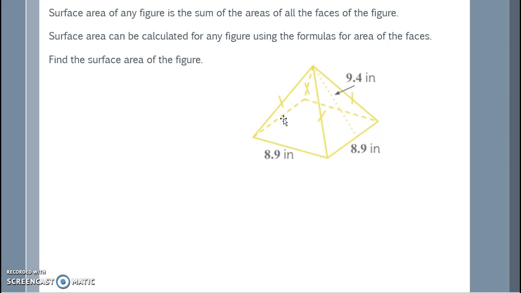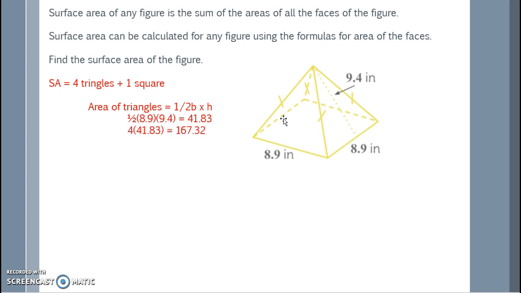Let's find the surface area of the square pyramid. We have 4 triangles, and all of the triangles will be the same, and we have 1 square on the bottom. So the area of a triangle is half times base times height. So half times our base of 8.9 times the height, which it's pointing to at 9 and 9.4, so 41.83. Notice that we have 4 triangles that we need to find the area of, so altogether 167 and 32/100ths.